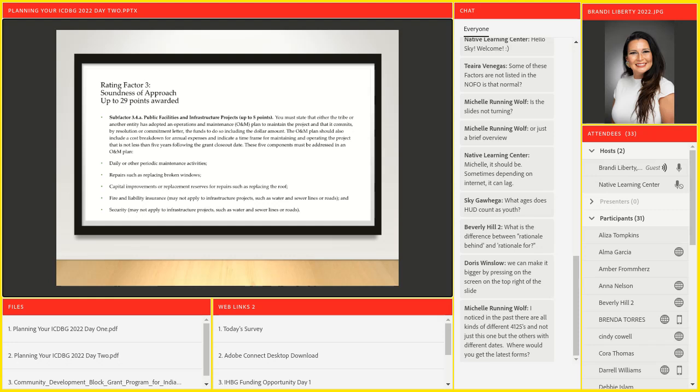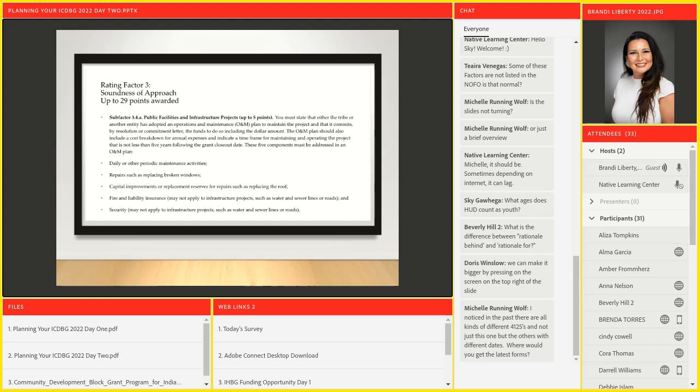The following components must be addressed in an O&M plan. 1, any daily or other periodic maintenance activities, how you're going to handle repairs, such as replacing broken windows. You need to describe any capital improvements, or where replacement reserves are going to come from for any repairs or things such as replacing a roof or major activities like that.